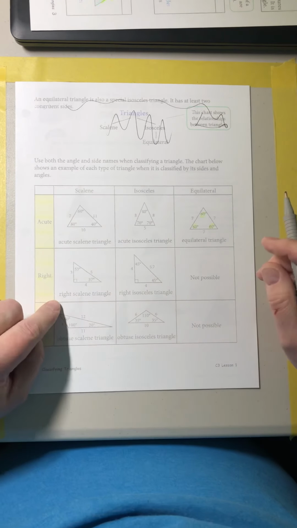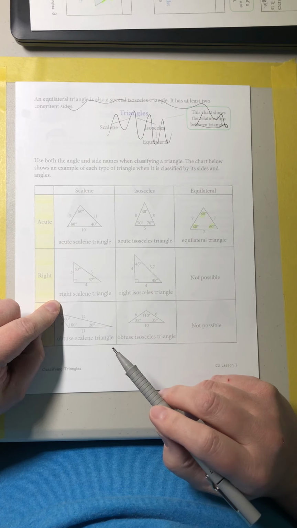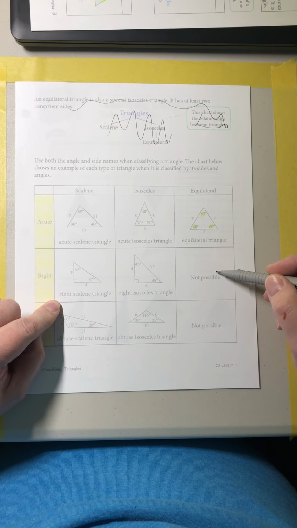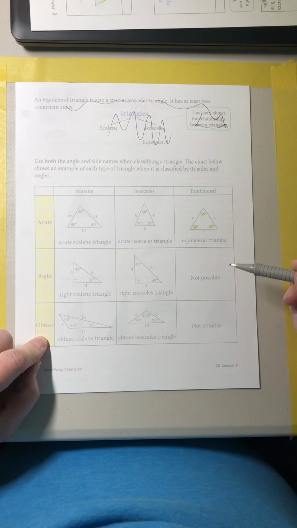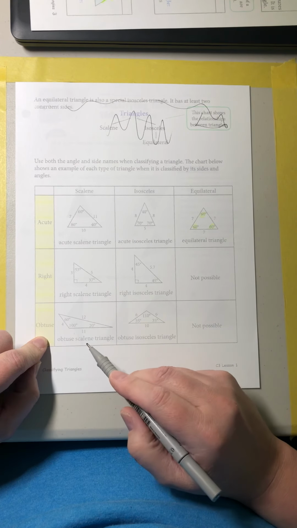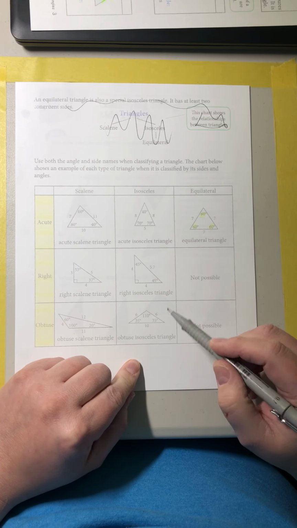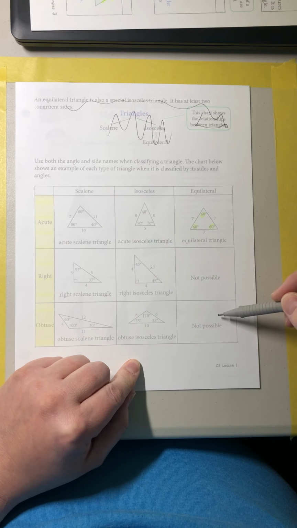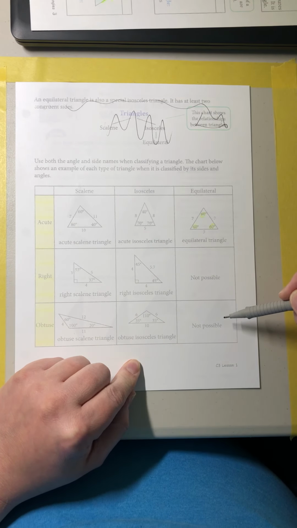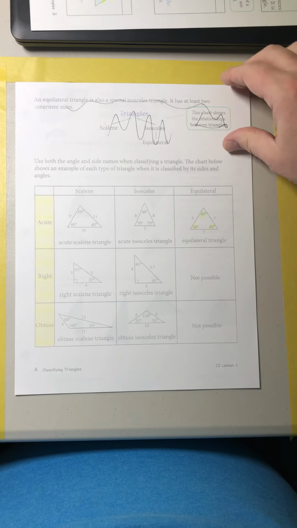Now, a right triangle, we could have a right scalene, and we could have a right isosceles, but an equilateral one, not possible. For obtuse, we could have an obtuse scalene, where none of the sides are the same. We could have an obtuse isosceles, where two sides are the same, but having an equilateral is impossible. So again, this is a good sheet to refer to when we're getting to our assignments.